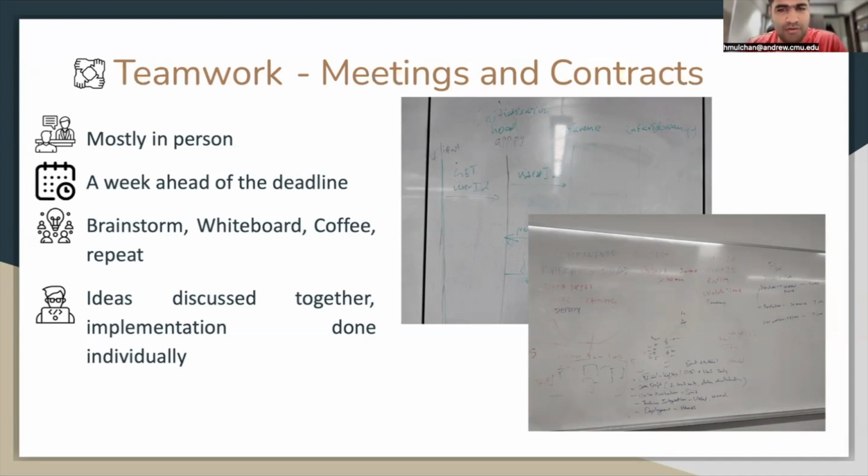Most of our team meetings were held in person, and we organized the meetings a week ahead of the deadline. We would brainstorm, whiteboard, coffee, and repeat. We would discuss the problem at hand. We would create the flow charts. We would divide the work. And once we had discussed the ideas together, we would do the implementation individually and come back to do the documentation.